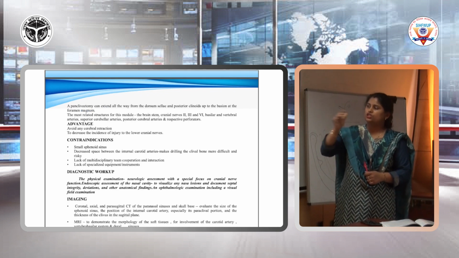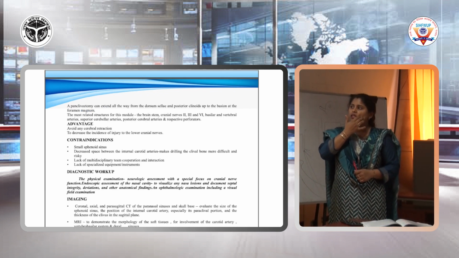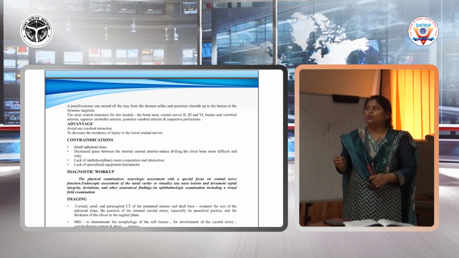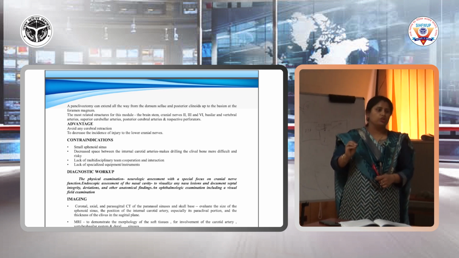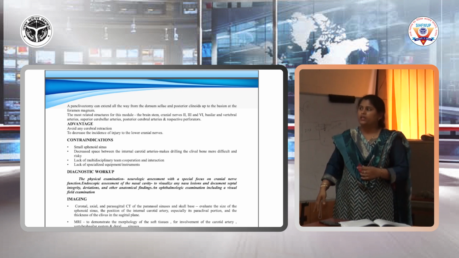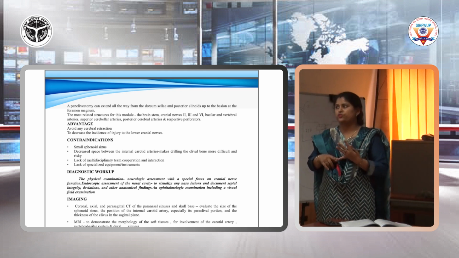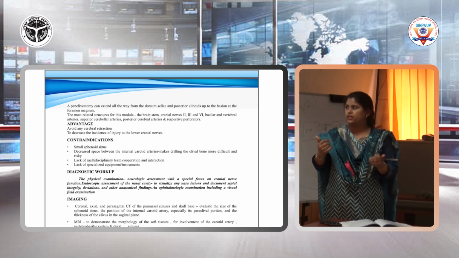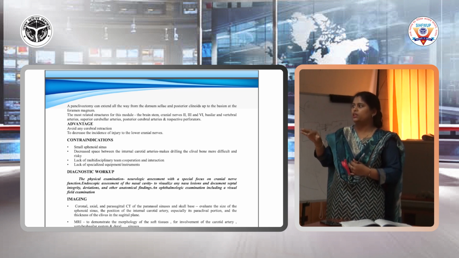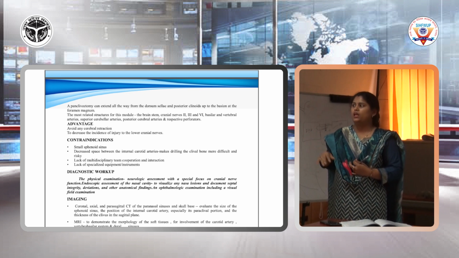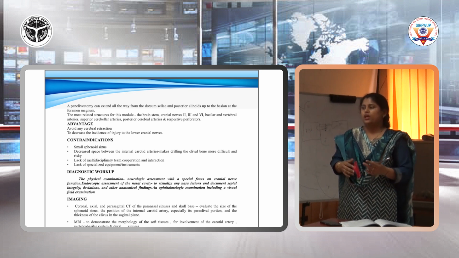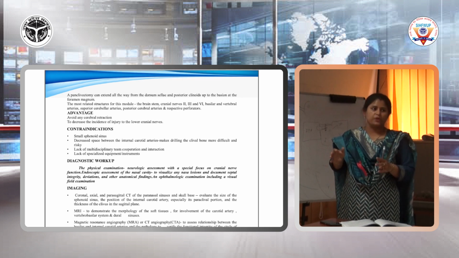What are the advantages of the transclival approach? First of all, it avoids cerebral retraction and decreases the incidence of injury to lower cranial nerves which pass through that area. And contraindications are when there is a small sphenoid sinus, where you may injure the ICA, decreased space between the internal carotid arteries making drilling of the clival bone more difficult and risky, lack of multidisciplinary team cooperation and interaction, and the most important is lack of specialized instruments.